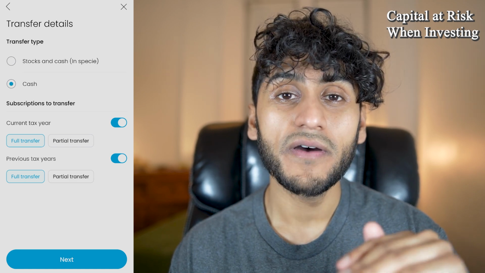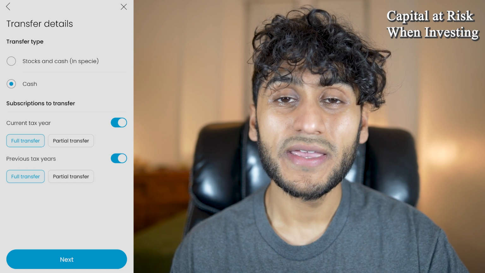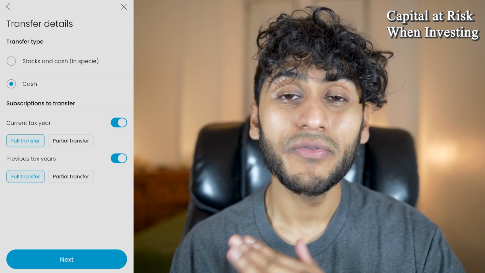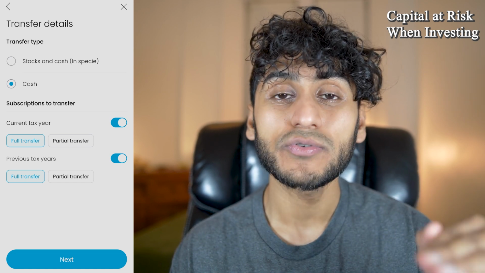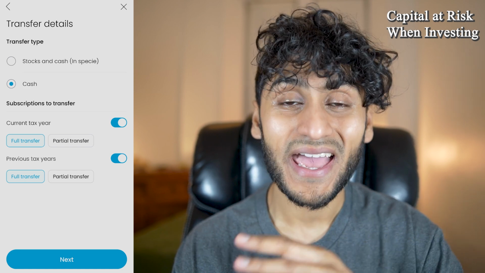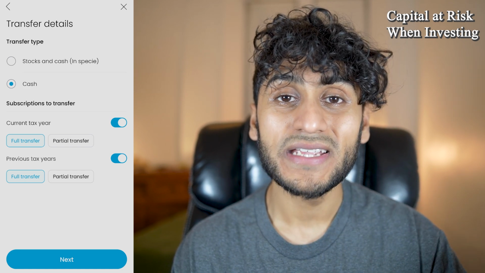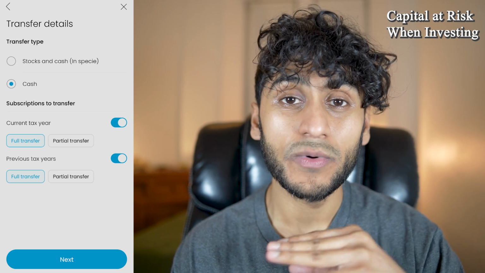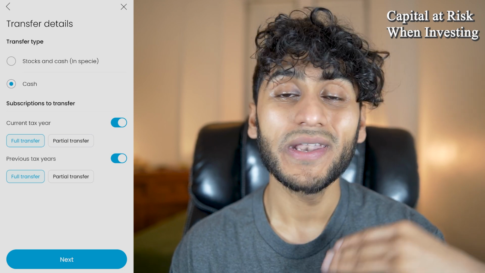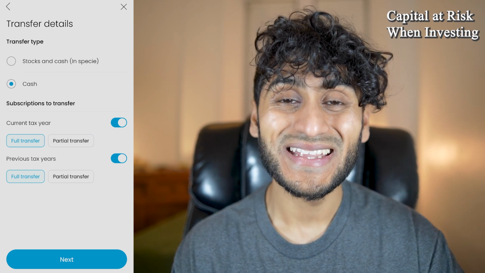Now, this is by far the simplest way and probably the quickest. This means that on Vanguard, on the app, you can log in and sell out all of your holdings and have them as cash, and then the full amount of cash will be transferred over to Trading 212. By far the simplest process. When I did my transfer from InvestEngine, I actually did it this way.